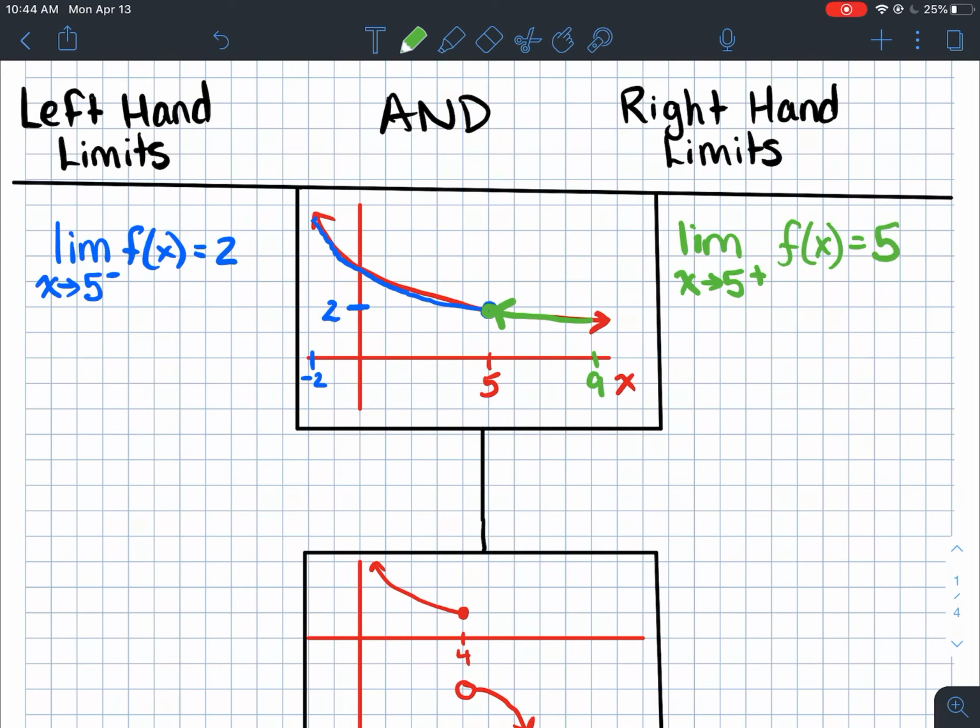So you can see the limit as we approach from either side of the function is actually going to be the same.